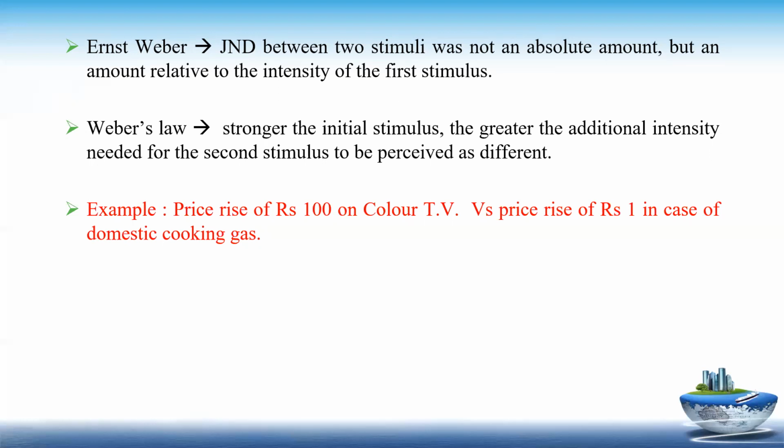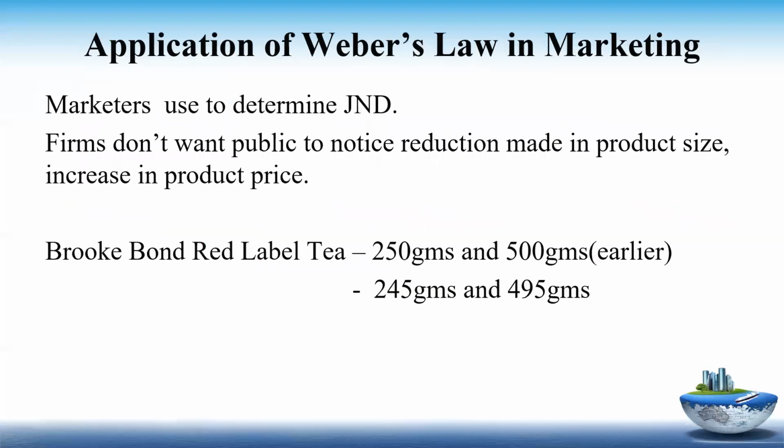A price rise of rupees 100 on a color TV will not be much noticeable, whereas a price rise of rupees 1 in the case of domestic cooking gas will be noticeable. That is because the price increase is a significant percentage of the basic cost of cooking gas, so the consumer's attention will be drawn to the price hike. Whereas if we talk about TV, the basic cost of TV is very high, so an increase of rupees 100 will not create that much difference in the minds of consumers.